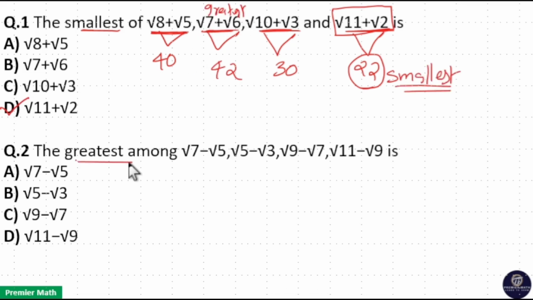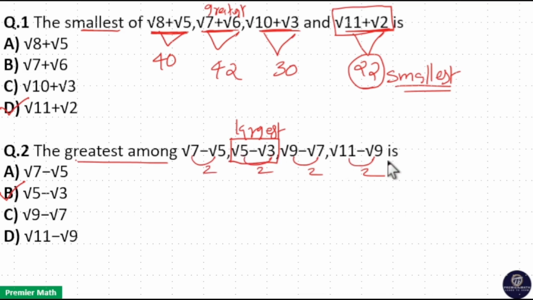Same way, the greatest among the following is, here 7 minus 5 is 2, 5 minus 3 is 2, 9 minus 7 is 2, 11 minus 9 is 2. So all are constant. Now check for the smallest number. Here 5 and 3 are the smallest numbers. Then the term with the smallest number will be the largest term. Here difference is constant. So the term with the smallest number will be the largest term. So here option B is your answer. Root 5 minus root 3 is the largest among these.